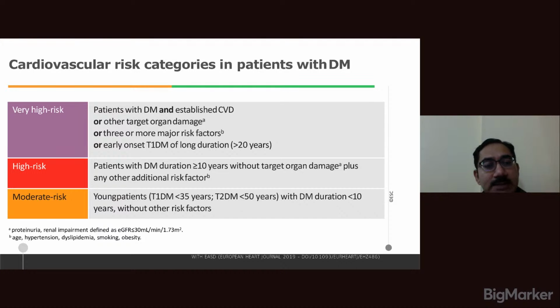A high risk patient is a patient with diabetes duration of more than 10 years without target organ damage, plus other additional risk factors like age of more than 65, hypertension, dyslipidemia, smoking, and obesity. A moderate risk patient is a young patient with type 1 diabetes of less than 35 year duration, type 2 diabetes of less than 50-year duration, or with a diabetes duration of less than 10 years without other risk factors.